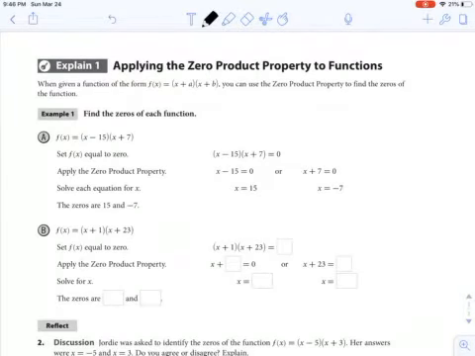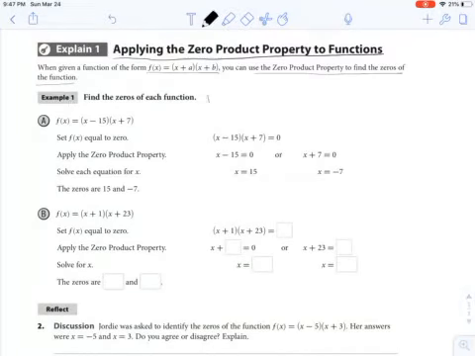So continuing on with 20.3, we're now looking at Explain 1, applying the zero product property to functions. When given a function of the form f of x equals the quantity of x plus a times the quantity of x plus b, you can use the zero product property to find the zeros of the function. If we're looking at A, for this part I want you to just watch.